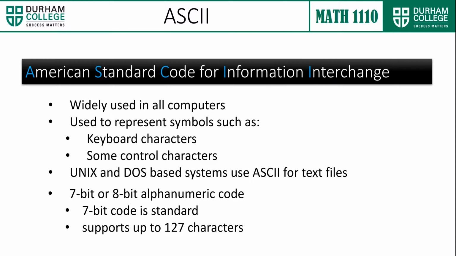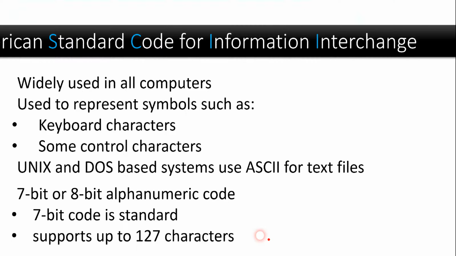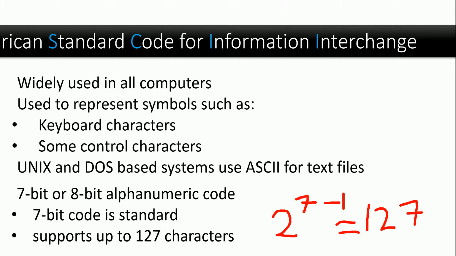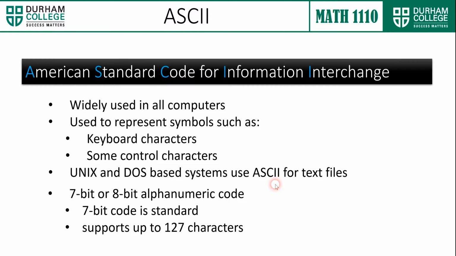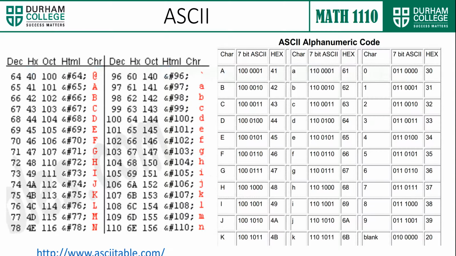So remember that. How do we find the maximum number that can be supported? Because we are talking about 7 bits here, we take 2 to the power of 7 minus 1, and that is equal to 127. That is how we find out, and it supports characters up to that. The 8-bit is used as a verification sort of number, and then there's an extended ASCII which makes use of the 8-bit formula.